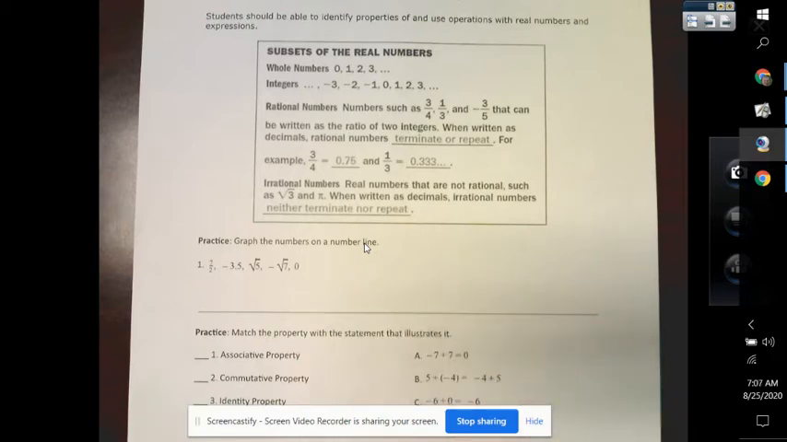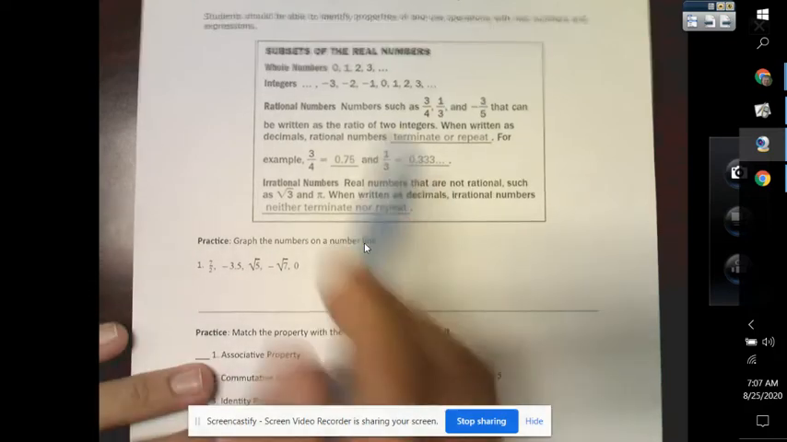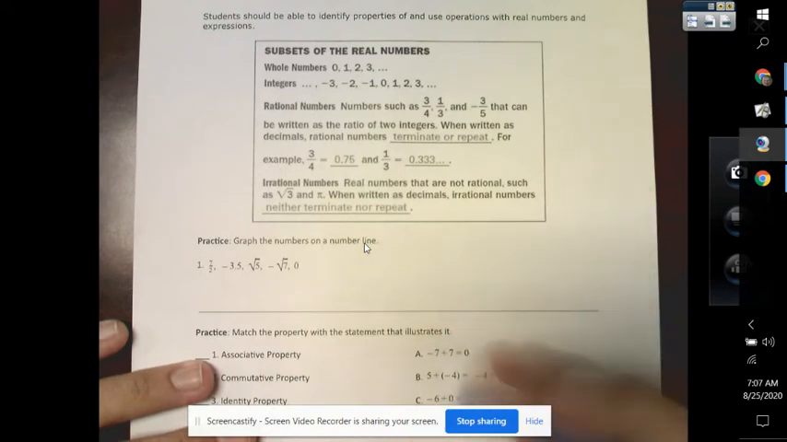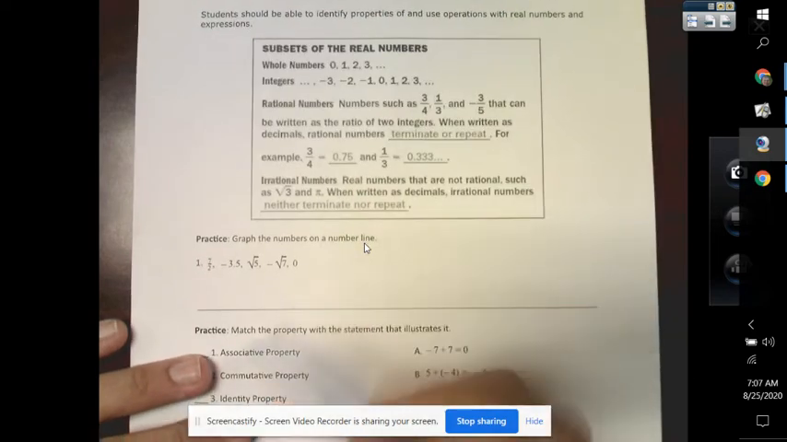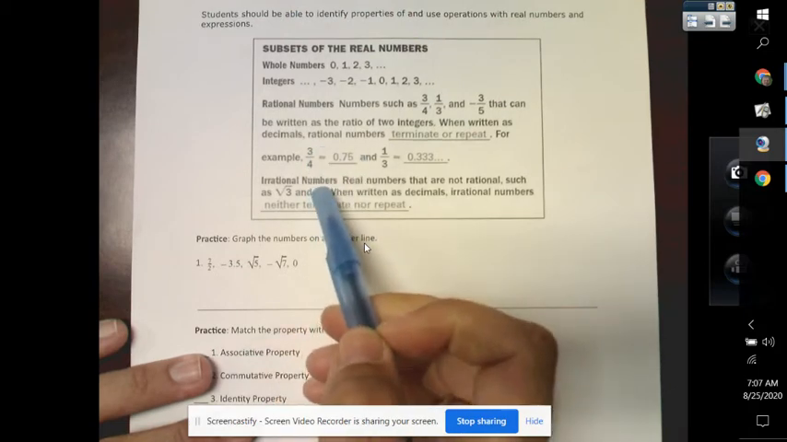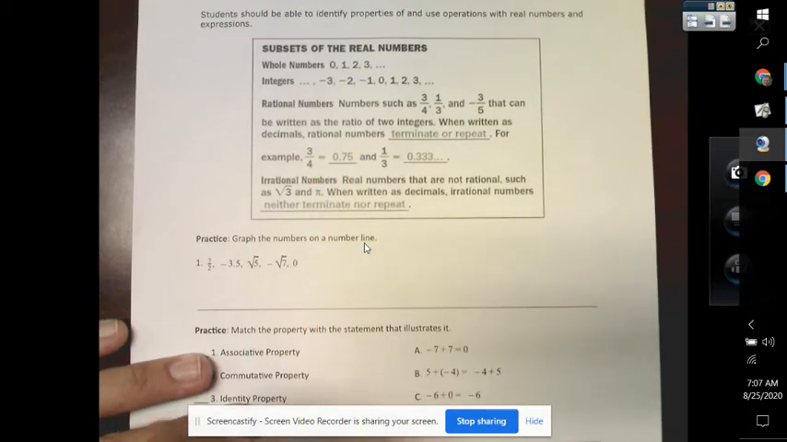The biggest one of all of that would be rational numbers. So rationals would be numbers that are fractions that can be written as the ratio of two integers. It can be written as a fraction. When written as decimals, rational numbers terminate or repeat. For example, 3/4 is 0.75 and 1/3 is 0.33 repeating.